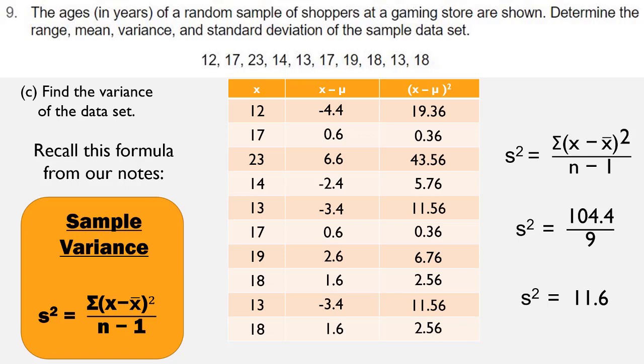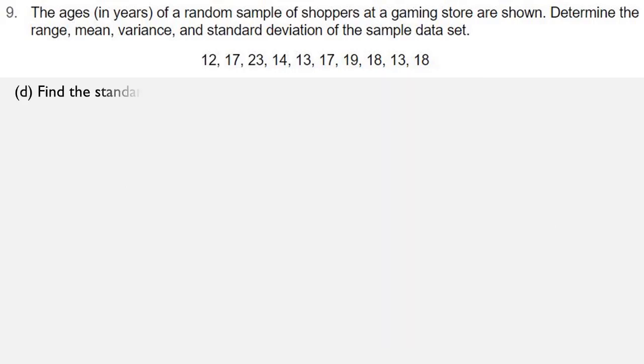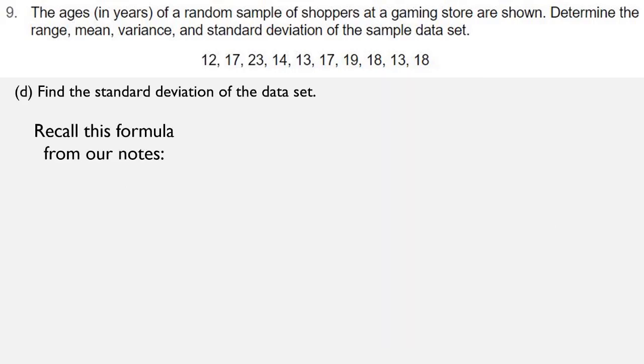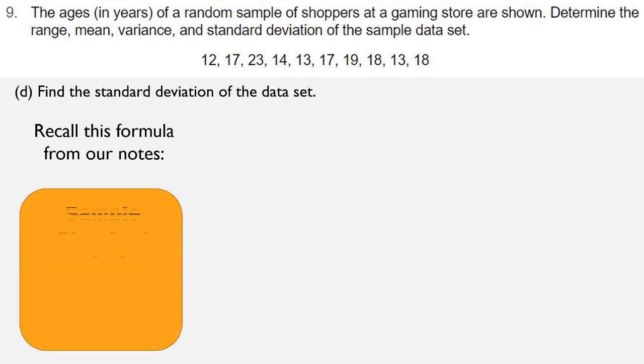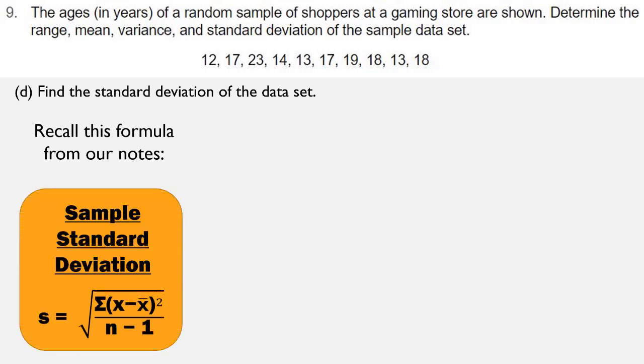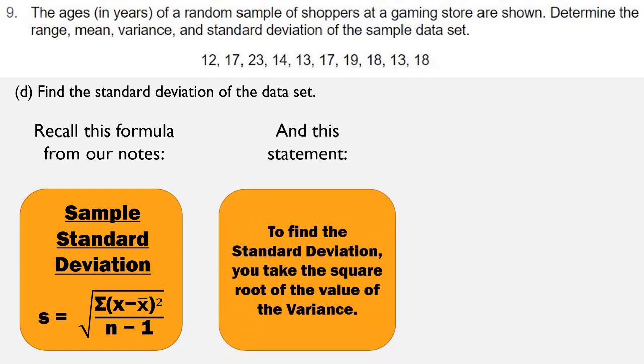Now we want to find the standard deviation in part D. To find the standard deviation, we have this formula that says that the sample standard deviation is s equals the square root of the sum of the x minus x bars squared divided by lowercase n minus 1. But we also have this statement from our notes that reminds us that to find the standard deviation, you take the square root of the value of the variance.